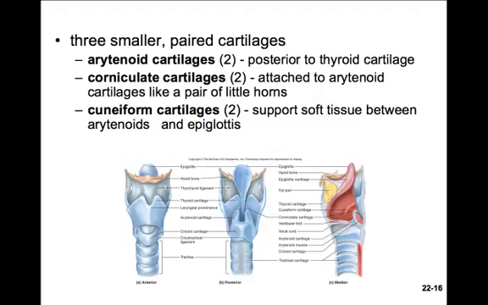The 3rd ones are the cuneiform cartilages. The cuneiform cartilages you can just see in this median view. They support the soft tissue that is between the arytenoids and the epiglottis. So take a moment here to quickly outline the different cartilages in the larynx. There are 9, 3 singular and 3 paired.